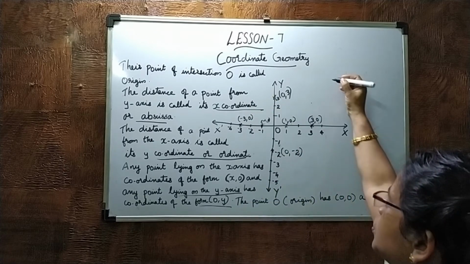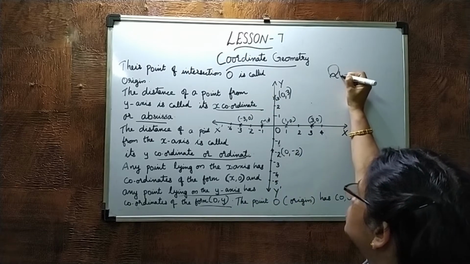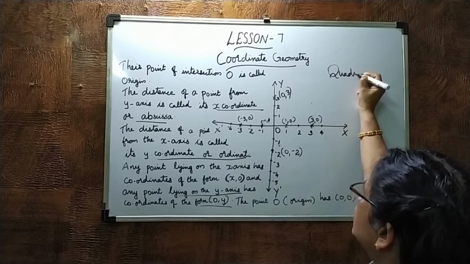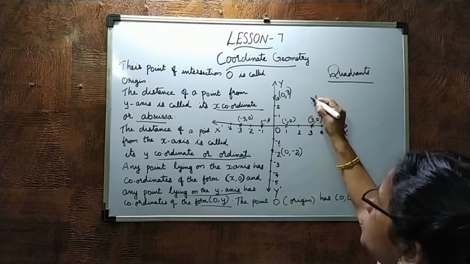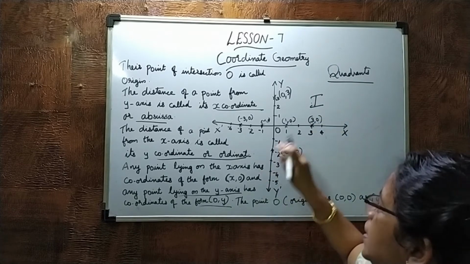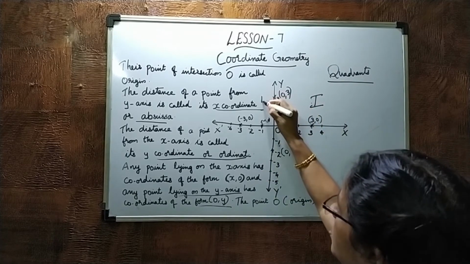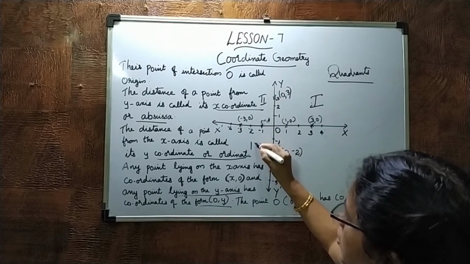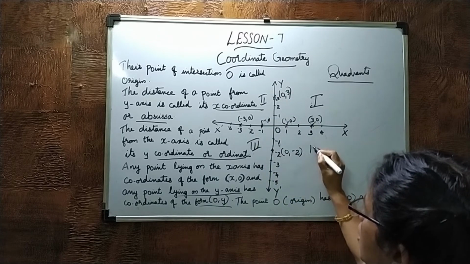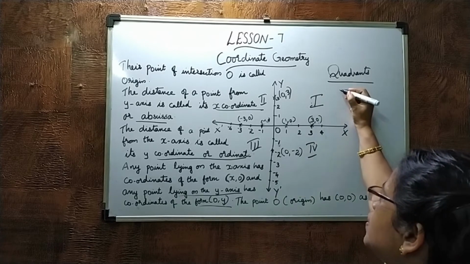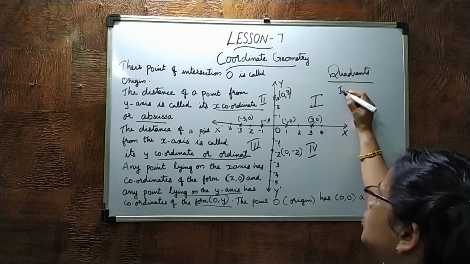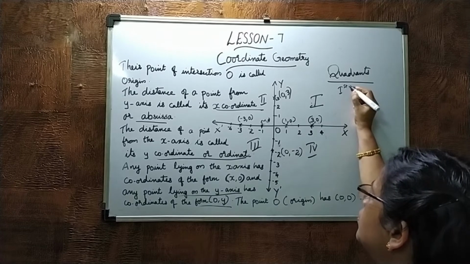Again, we have one more thing, the quadrants. This also we have studied. How many quadrants are there? There will be 4 quadrants, right? This one will be the first quadrant. Here it will be the second quadrant. Here the third quadrant. Here the fourth quadrant, right? And in the first quadrant, what is special?